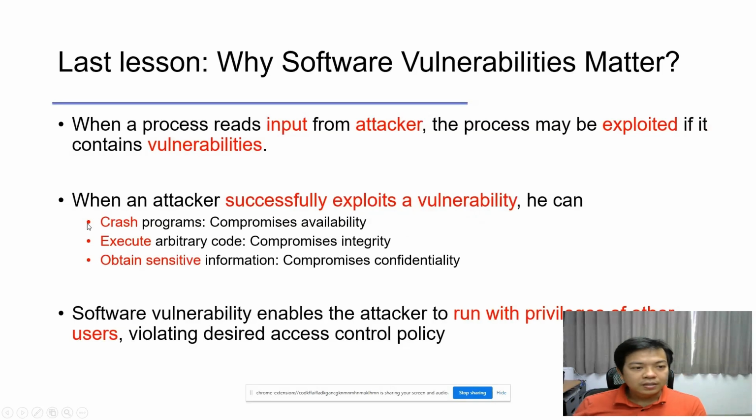The attacker can do several things. The key one is to crash the program, which affects availability, like shutting down the server. Or he can execute some malicious code to compromise integrity. They can manipulate information and make it incorrect, so when you get information transferred from your partner, you cannot recognize whether it is original from your partner.